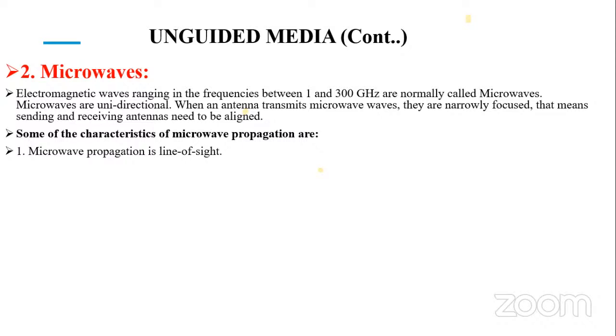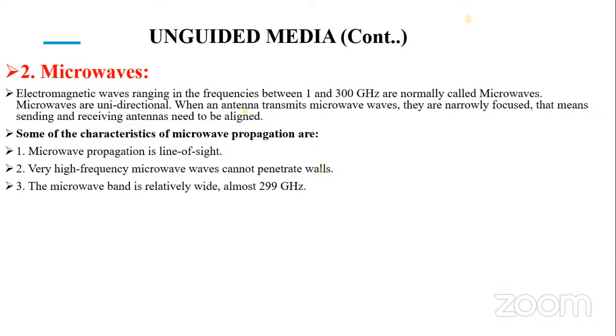The technician will do that. What do you mean by line of sight? We will see the picture, don't worry. Very high frequency microwaves cannot penetrate walls. The microwave band is relatively wide, almost 299 gigahertz. The use of a certain portion of the band requires permission from the authorities.